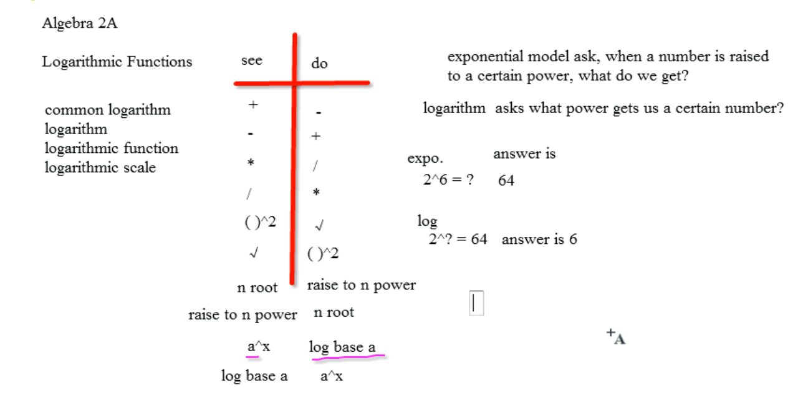Alright, so we need to come up with an idea to compare the two. So let's have an exponential model. Let's say a to the x equals y. Y is typically our answer, so this is the exponential model. Okay? Now, how do we change it over into the log model?